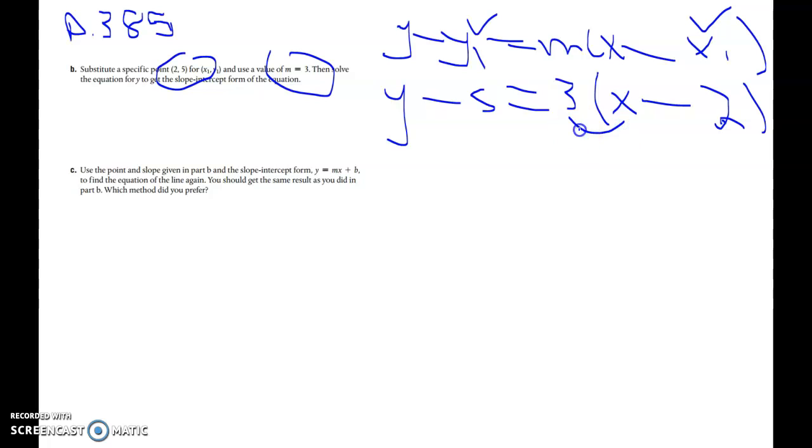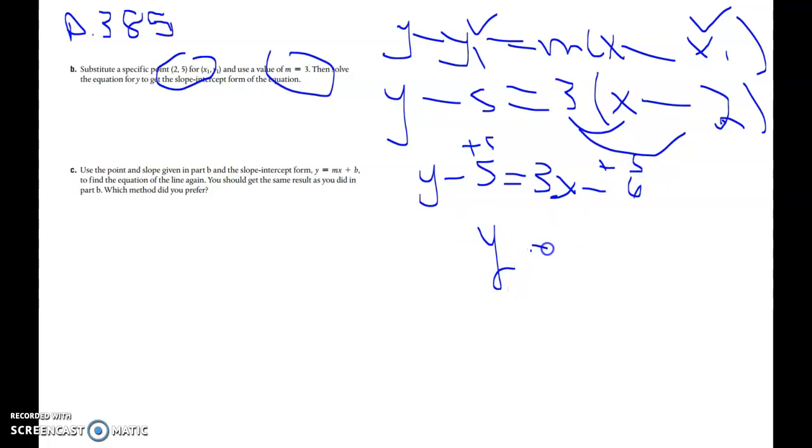Okay, so I'm going to use the distributive property. So I get y minus 5 equals, what is that? 3x minus 6. And then I add 5 to both sides. And it looks like y equals, what is that? 3x minus 1, if I didn't make a dumb mistake there. Okay. All right. And then let's try doing C. C is the way we've normally been doing it in class. So try C, so see which one you like better. I'm going to pause here.